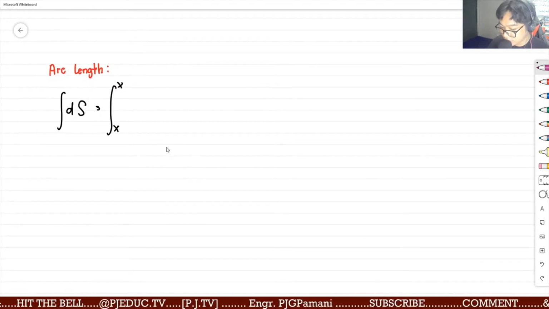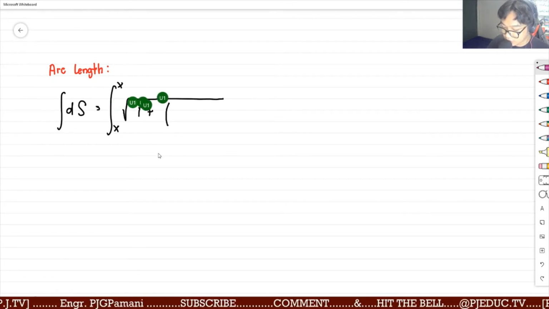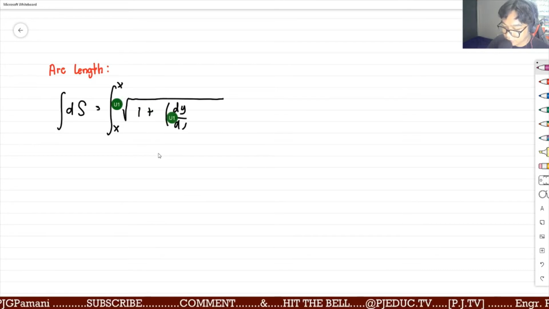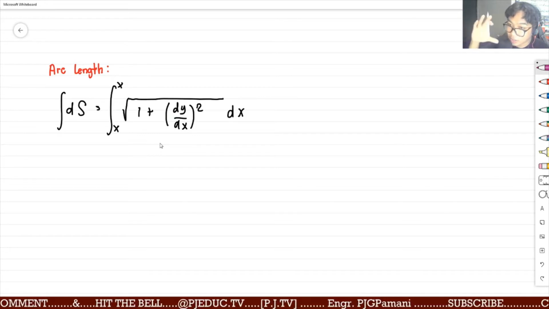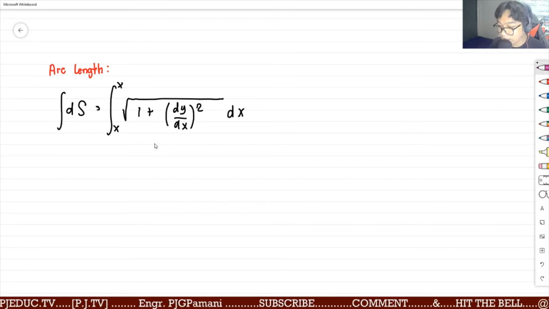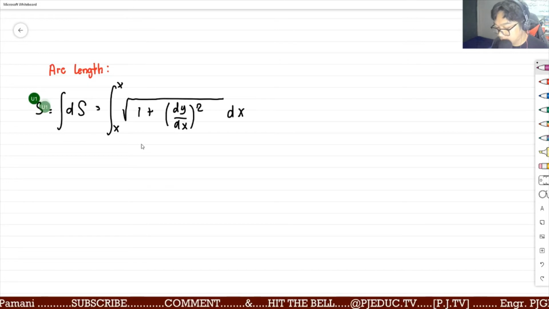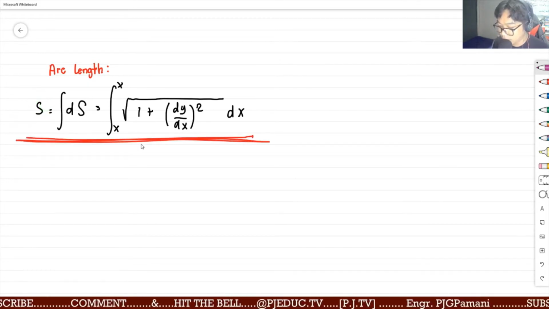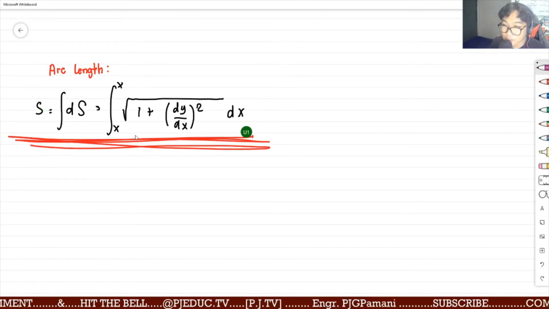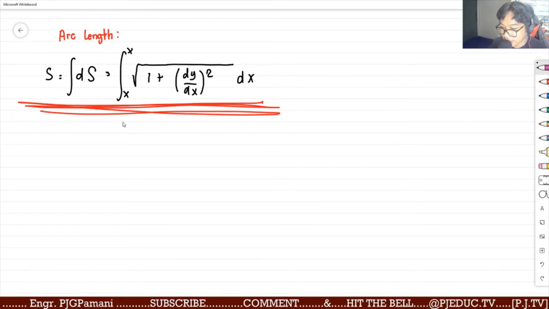Upper and lower limit times the square root of 1 plus differential of y over the differential of x squared. Depende doon sa opening ng ating upward, downward, left, right, ng ating parabola. So this will serve as our general formula in identifying the length of an arc. Okay, meron pa kasing surface area, pero hindi nyo naman na masyadong gagamitin. Dito na lang tayo muna sa arc length.